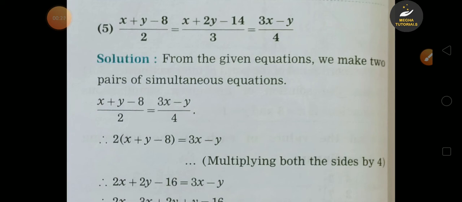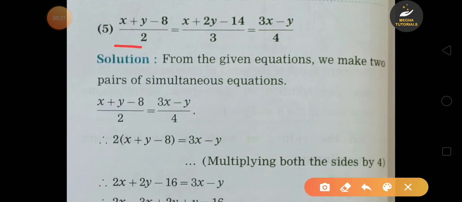तो आपका थिंकिंग कैसे होना चाहिए कि आपका कैलकुलेशन ईज़ी कैसे हो जाए. This is part 1, this is part 2 and part 3. So part 3 is the easiest, 3x minus y upon 4. So we will equate the first part with the third part to get equation 1, and the second part with the third part to get equation 2. So let's see how.